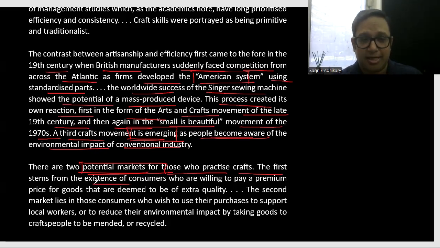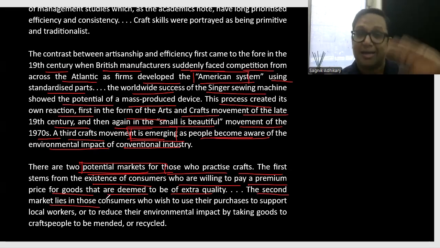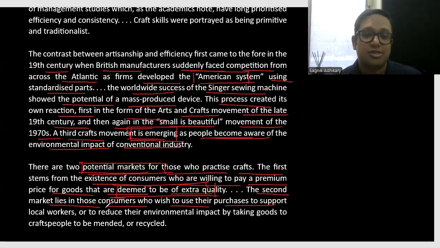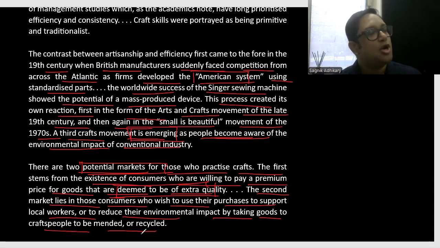The first stems from the existence of consumers who are willing to pay a premium price for goods that are deemed to be of extra quality. So first is people who are willing to pay more to get goods that they deem to be of extra quality. The second market lies in those consumers who wish to use their purchases to support local workers or to reduce their environmental impact by taking goods to craftspeople to be mended or recycled.